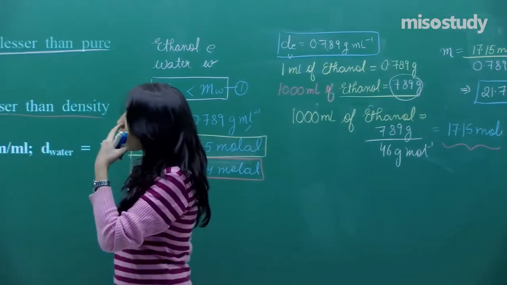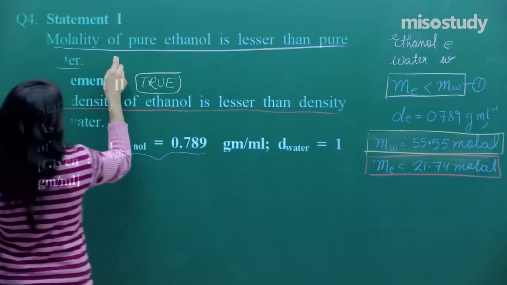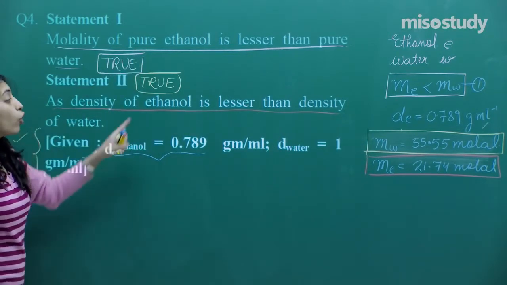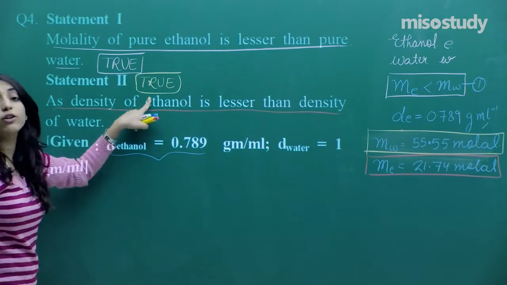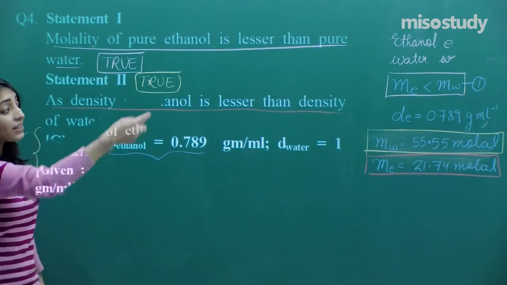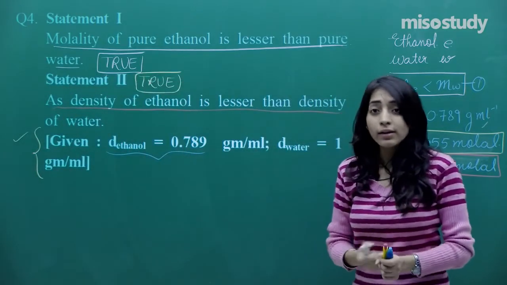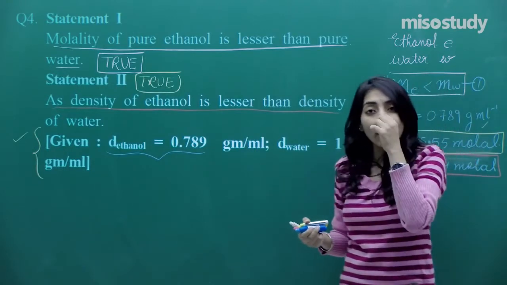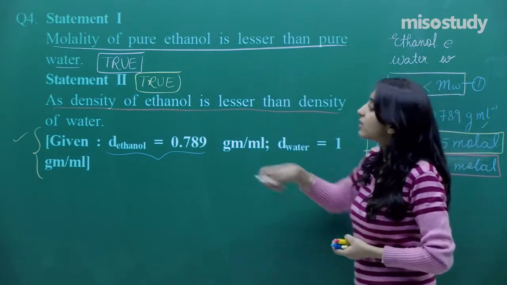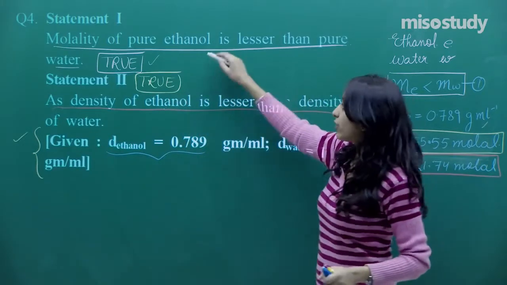Okay. So here the statement was that the molality of pure ethanol is lesser than pure water, and hence the statement is true. So statement 1 is correct, statement 2 is also correct. But I couldn't say statement 1 is correct because of statement 2. No. Actually, it is because of all the calculations that I did that statement 1 was found to be correct, depending upon how much amount of solute is present in how much amount of solvent. So both of them are true, but the second is not the correct explanation of the first one.